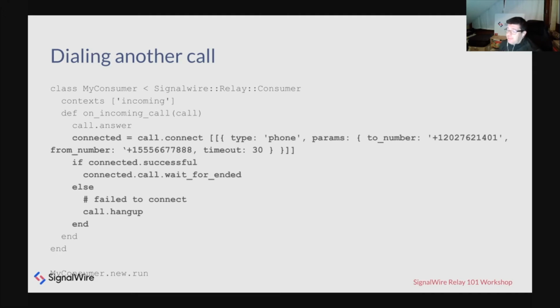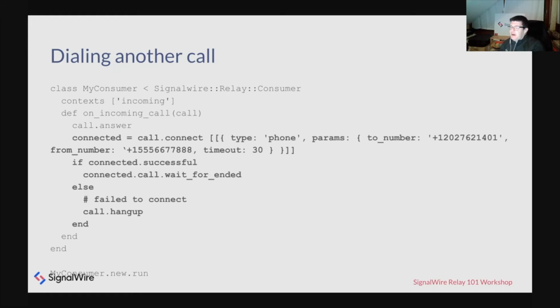Jokes aside, you have the usual suspects such as timeout and a few other parameters. What's important is to take a look at the lines that follow. If the call is connected successfully, you can wait for the end of the call. Effectively, that will put the entire flow in a waiting state and make it stay there until the call is completed. Otherwise, it means the call failed. I just put in a comment saying failed to connect, which means you might want to do whatever. For example, you might want to record the fact that the call failed and then just hang up.